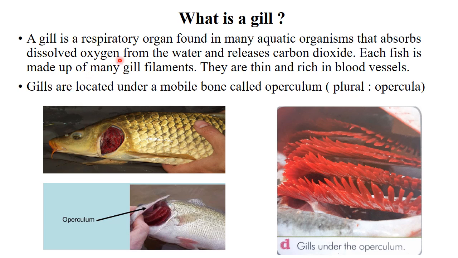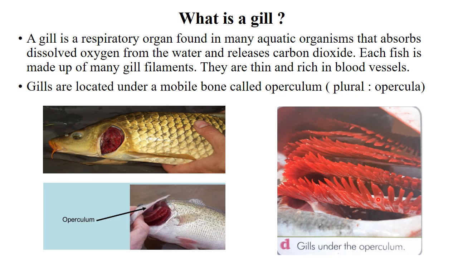A gill is a respiratory organ found in many aquatic organisms that absorbs dissolved oxygen from the water and releases carbon dioxide. So look here, these are the gills. They are located on both sides of the fish. They are covered by a mobile bone called operculum, plural opercula. Okay, so these gills are protected by a mobile bone called operculum. It opens and closes. We will see how.